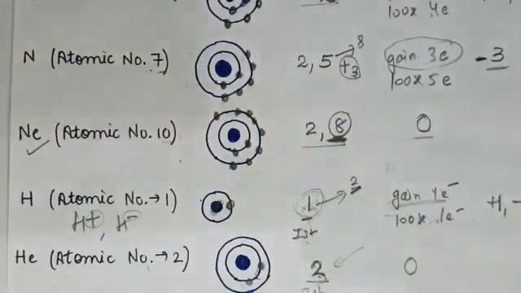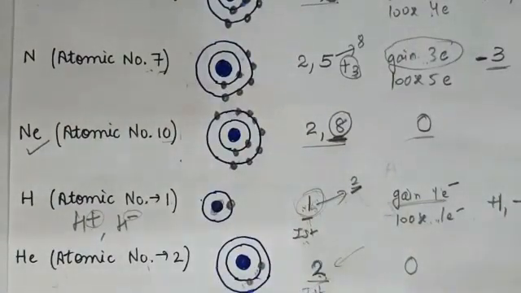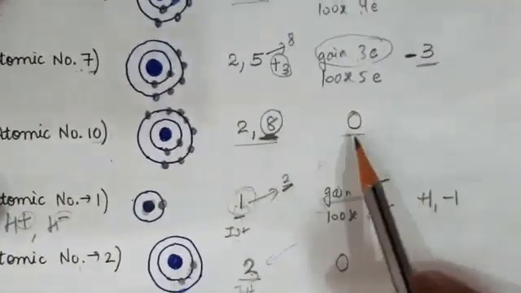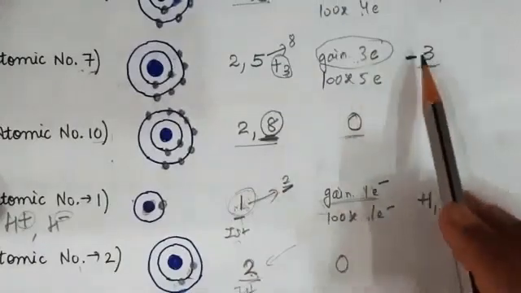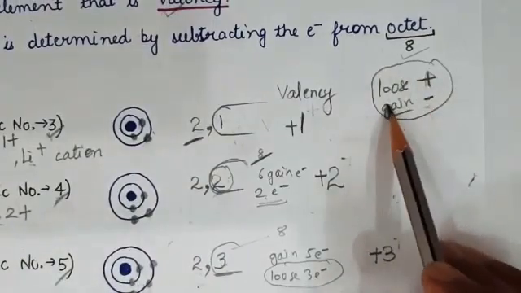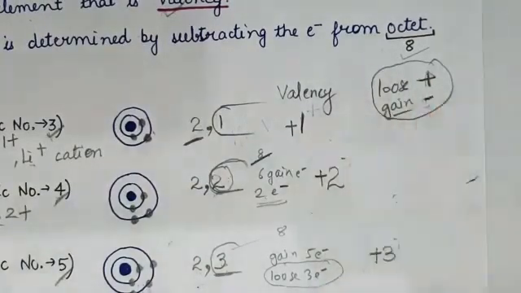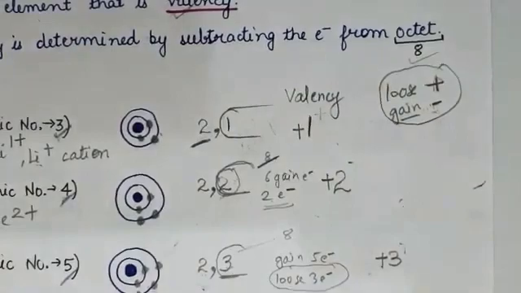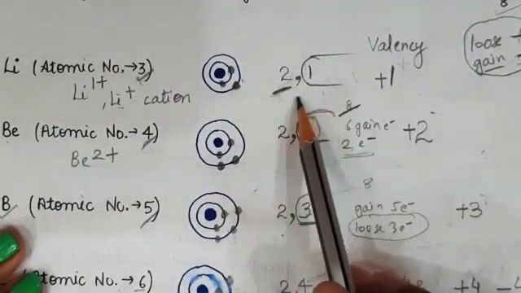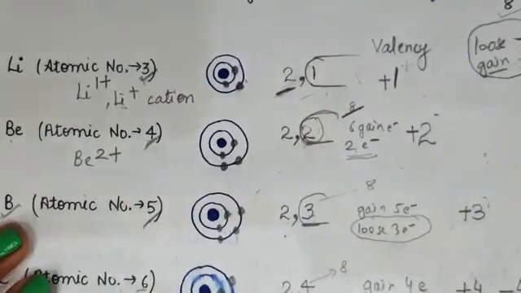So take various examples and start practicing today. Okay? Just keep one thing in mind. Valency is always a number and charge includes plus or minus. Okay? If it is losing electron, sign will be plus. If it is gaining electron, sign will be minus. Okay? The first shell should be doublet and the second shell should be octet.